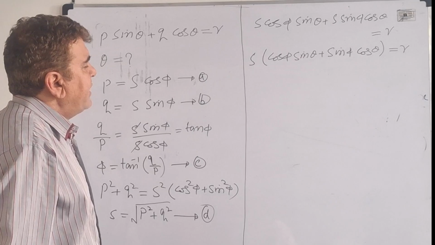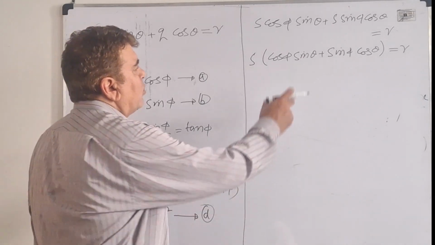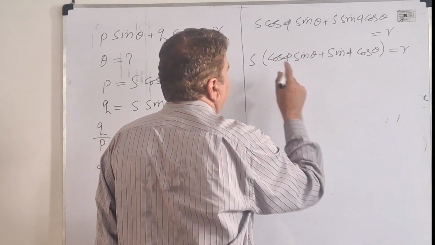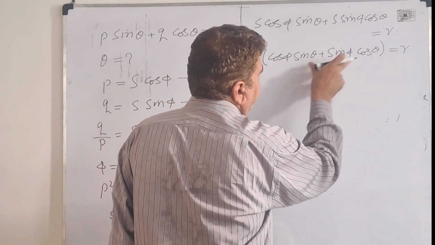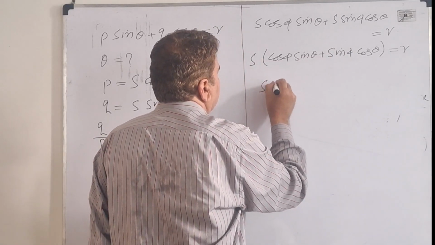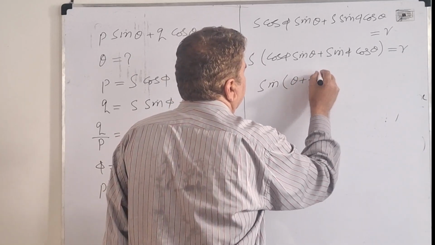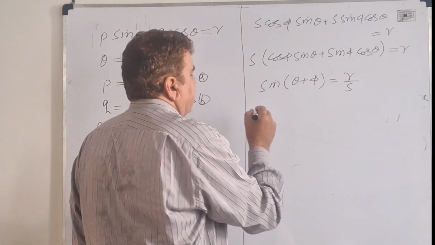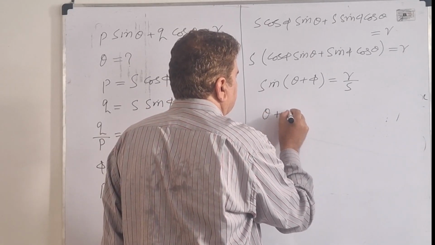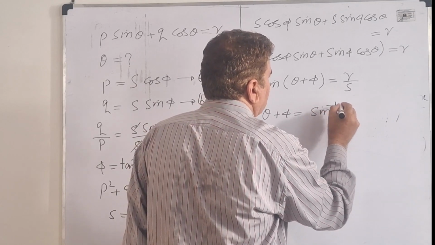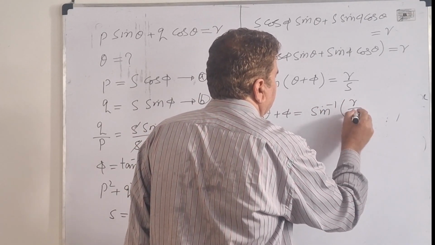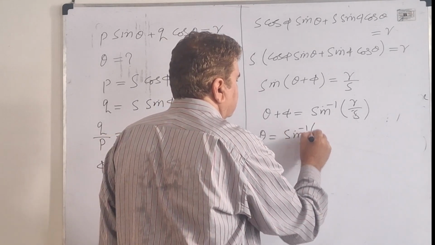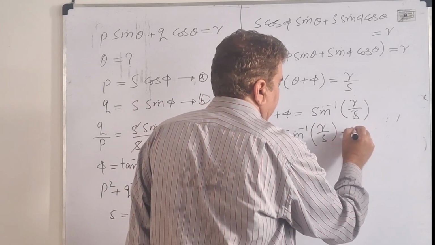And from the trigonometric relation of sine of two angles, we know that this thing is in fact equal to sine of phi plus theta. That is, taking S to this side of the equation, the two terms inside the brackets reduce to a single term in the form sine of theta plus phi equals R divided by S. Taking the inverse of this would leave me with theta plus phi equals sine inverse of R divided by S. And from this I can write theta equals sine inverse of R divided by S minus phi.